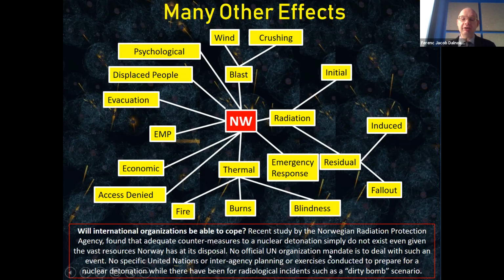No official UN organization has a mandate to deal with such an effect, and there is no specific UN or interagency planning or exercises conducted to prepare for a nuclear detonation. While there have been radiological incidents, such as the dirty bomb scenarios, there have been plans. So the problem is that there's really no plan for dealing with all these different effects should a nuclear bomb happen.